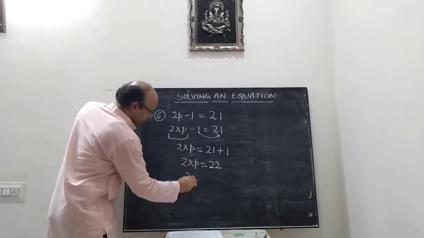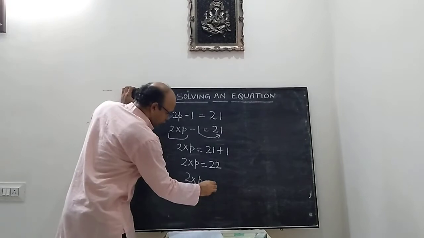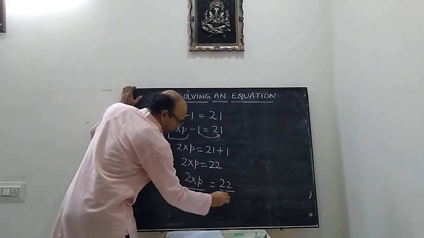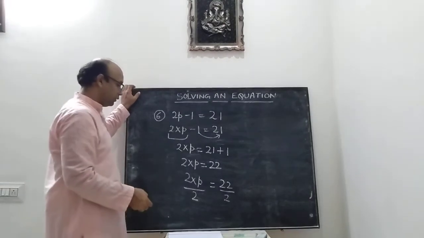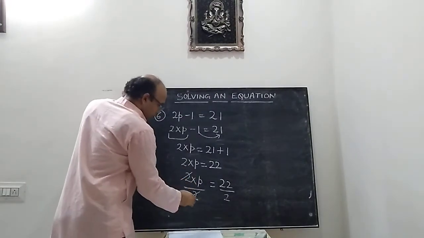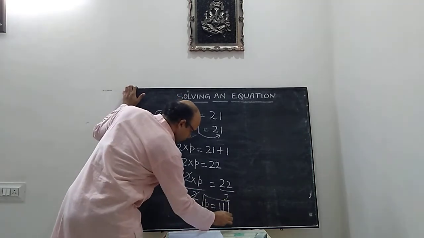Now we cancel out the effect. This is multiplication, so we divide by 2. And whatever we do on one of the sides, do not forget to do it on the other side. So p is actually equal to 11.